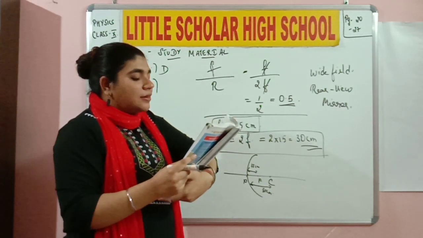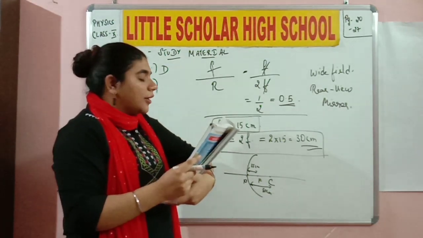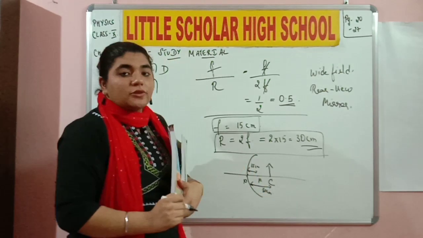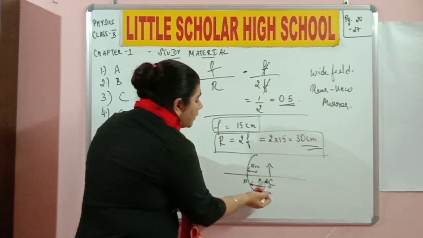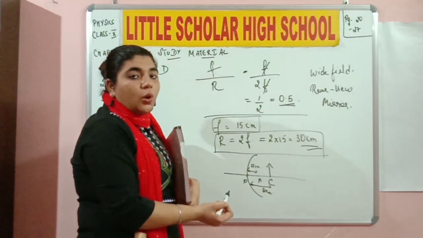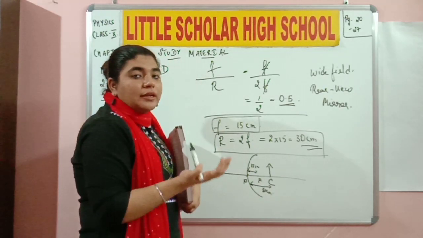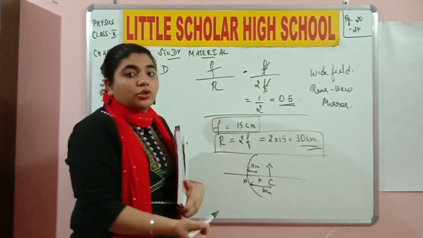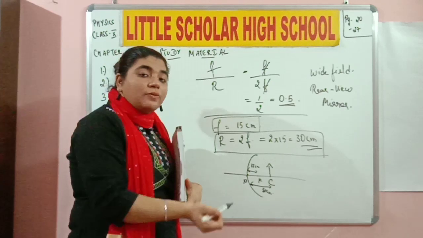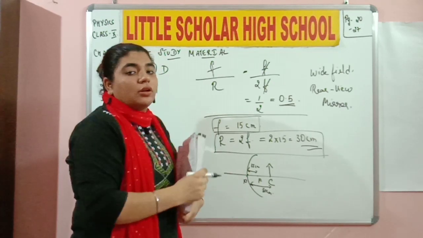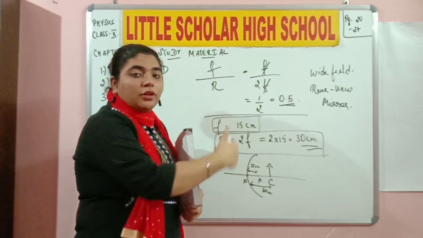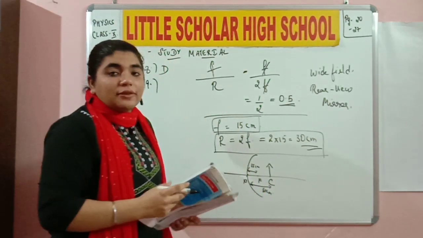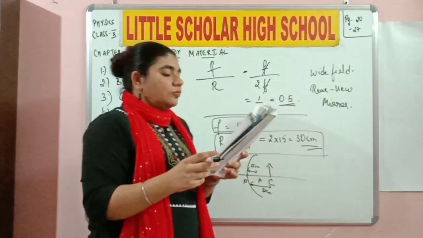Okay, now look at the question again. An object is placed at a distance of 30 centimeters from a concave mirror. This means the object is placed at the center of curvature. Yes or no? Because it is placed at 30 centimeters from the pole of the concave mirror. What is at 30 centimeters from the pole of the concave mirror? It is nothing but the center of curvature. This means the object is placed at what? At the center of curvature. So what would be the nature of the resultant image then? It is going to be real, inverted and same size. Yes or no? Okay.